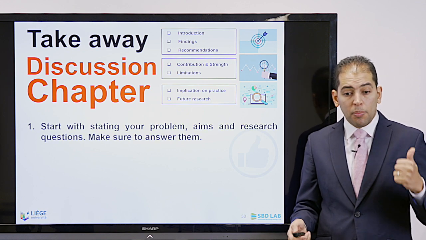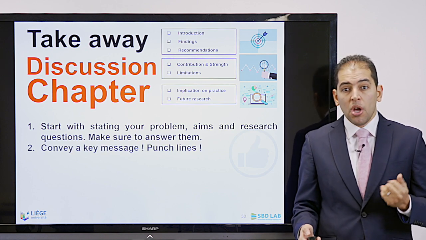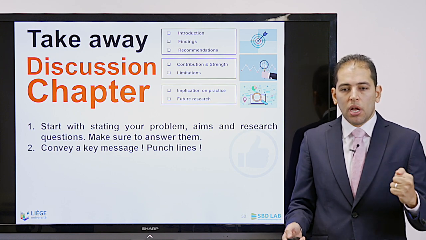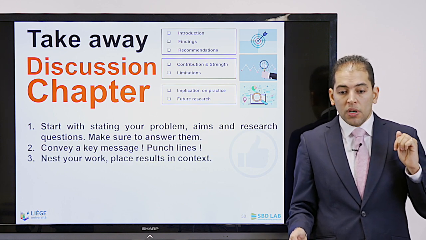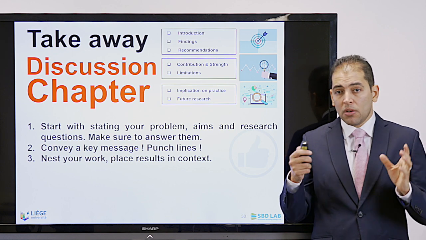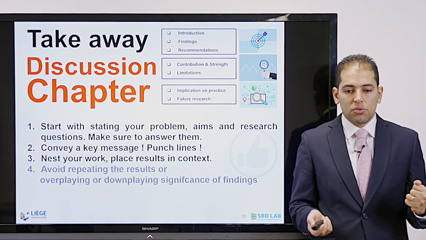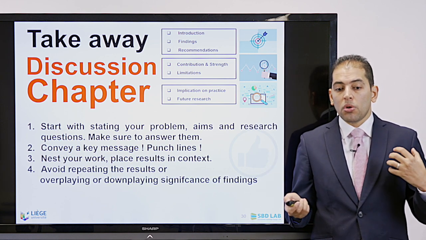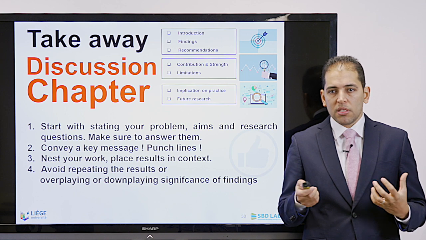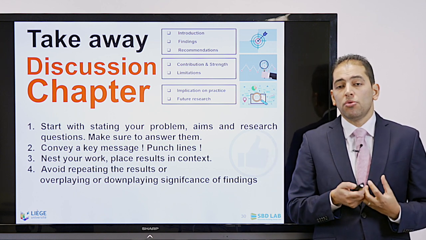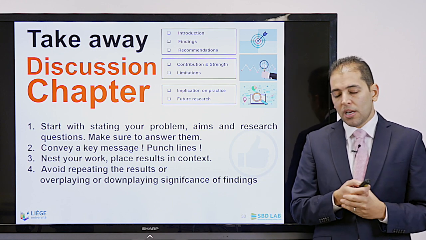Start with your problem, aim, and research question, and make sure to answer them through your discussion. Convey a key message. You must have a punchline in your research findings, and it has to start in your findings. You have to nest your work in the contribution and strengths section. You need to nest your work and place it in context with others. What did others do? Avoid repeating the results or overplaying or downplaying the significance of your findings. Don't exaggerate your findings. It's enough if you don't have a big contribution. Make only two or three positive points and one or two negative points in the strengths and limitations.